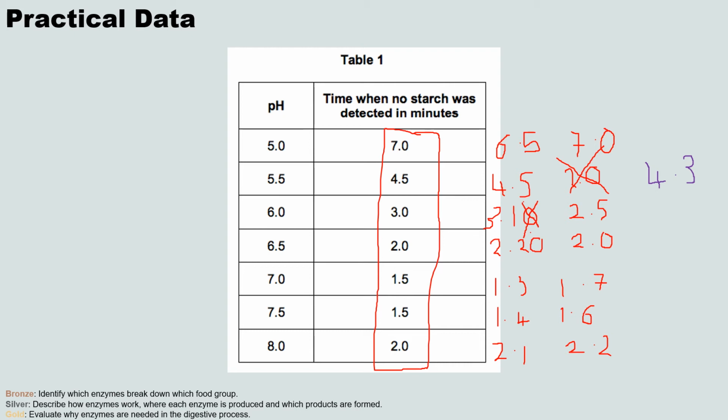So we're going to go through and do the same with the others. So cross off that one, and that is it. Oops, not meant to do that.